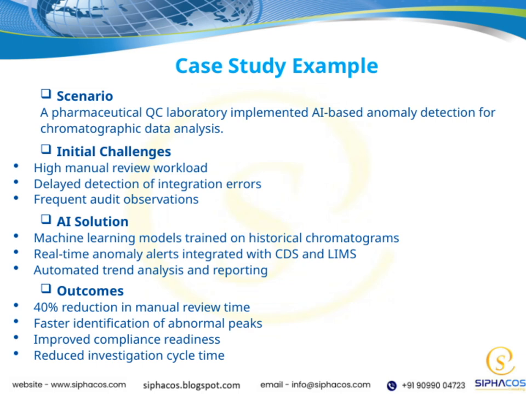The results were impressive. They saw a 40% reduction in manual review time, meaning their team could focus on higher-value activities. Abnormal peaks were identified much faster, improving the overall efficiency and accuracy of their analysis. This also enhanced their compliance readiness, as they could more reliably meet regulatory expectations. And finally, the time it took to investigate issues was significantly reduced, speeding up the entire quality control cycle. Overall, this example highlights how leveraging AI not only addresses specific challenges, but also aligns with the broader goal of improving quality, efficiency, and compliance in pharmaceutical manufacturing.